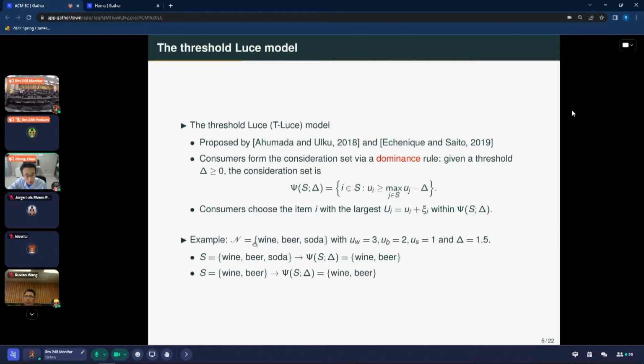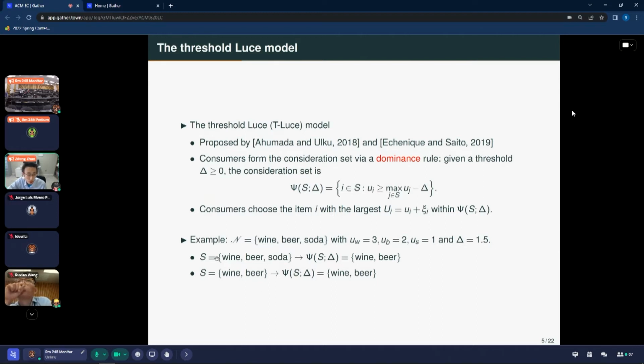So here's an example, right? Suppose we have wine, beer, and soda, right? The nominal utility of wine, u_W, is 3, for beer is 2, and for soda is 1, right? And then the threshold parameter is 1.5.